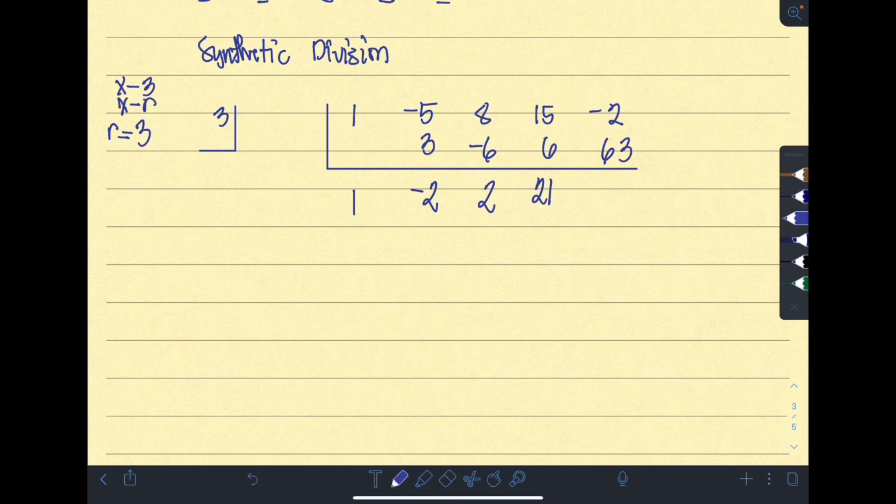And then combine -2 and positive 63. The result is -61. And this -61 is our last entry in the third row, and that means it is our remainder. This is our remainder. Okay.